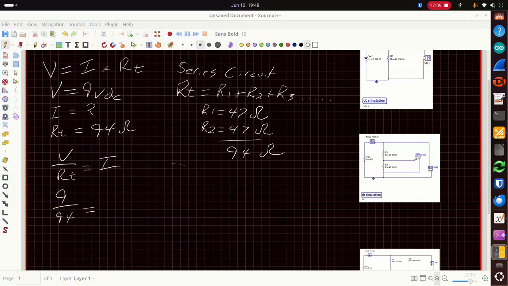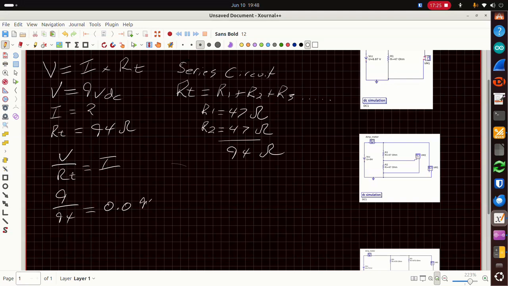And we are going to do that on our little handy dandy calculator. So I'm going to clear that. So 9 divided by 94 equals, that would be 0.0957 amps, or 95.7 milliamps. And so that concludes our explanation of Lab 2.